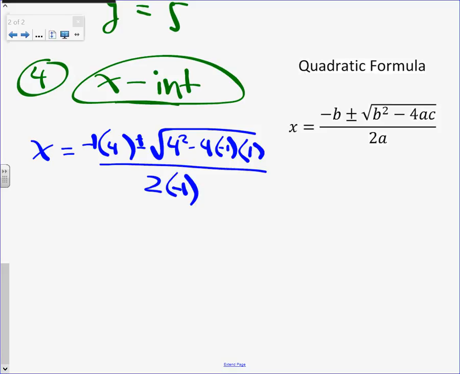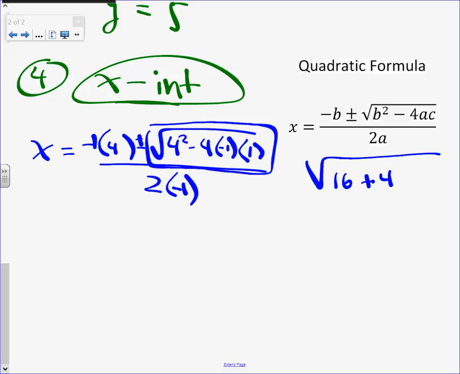You guys with me? All right, let's cover this discriminant component first. Let's simplify it. So that's going to be 16 plus 4. Thank you, Mario. 16 plus 4 is 20. Square root of 20.